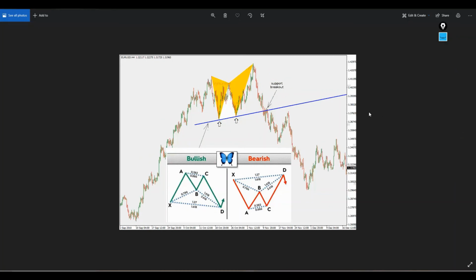So this is what I mean. See, imagine this one. The pattern has formed itself above an uptrend.